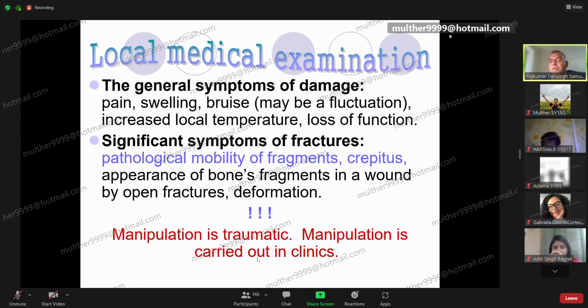After knowing this major classification, now let's come to clinics. Let's refer once again to the general signs and specific signs. Of course, the patient will have all general signs: pain, swelling in the region, bruise can be present, increased local temperature, loss of function. All general signs will be present in the pelvic region.